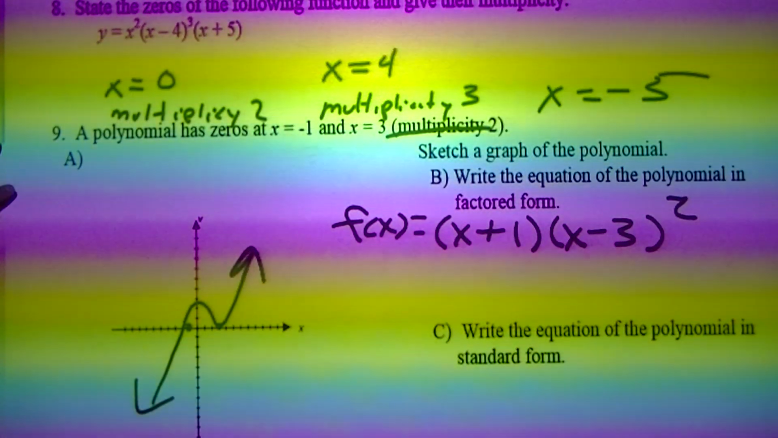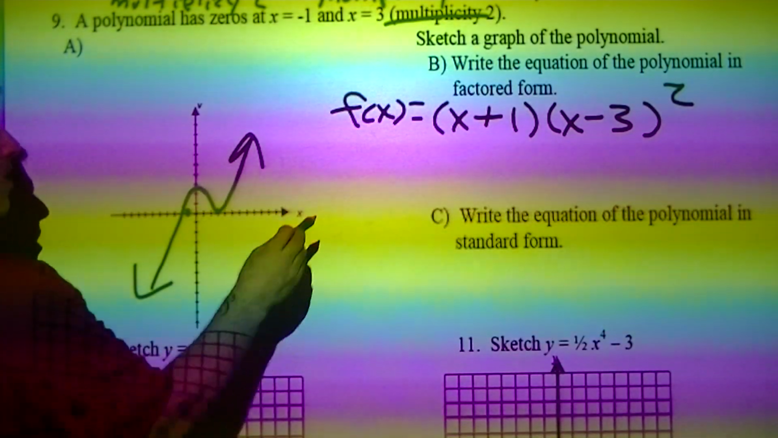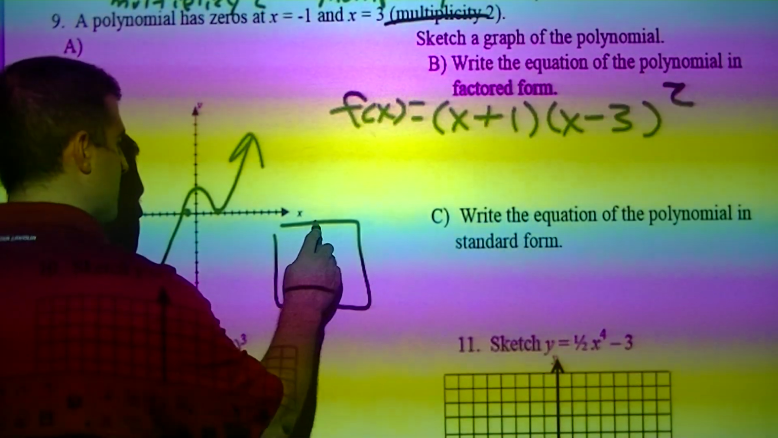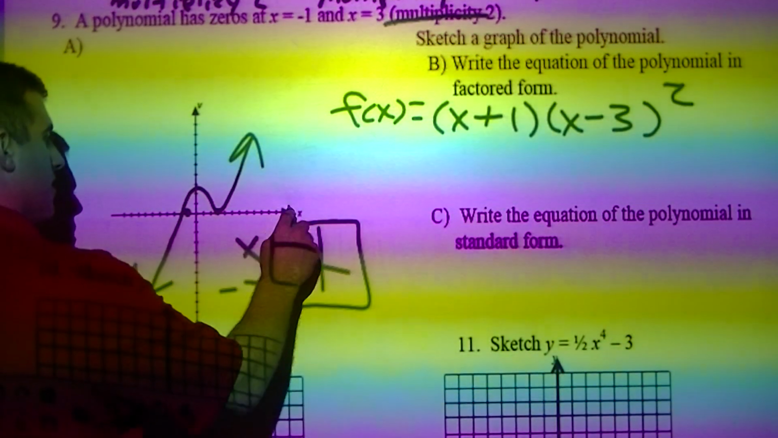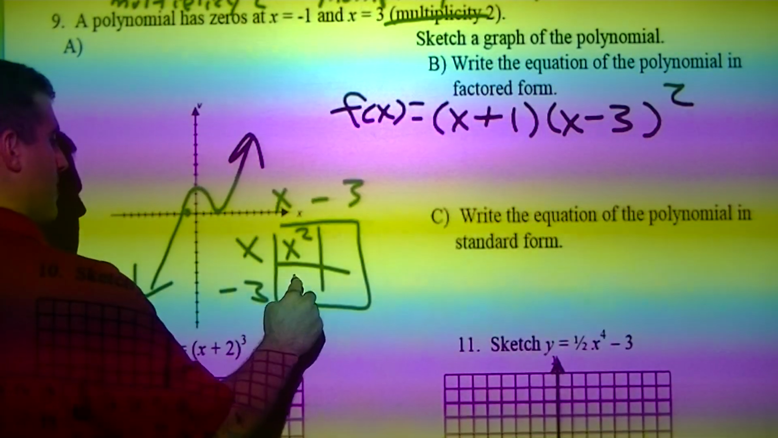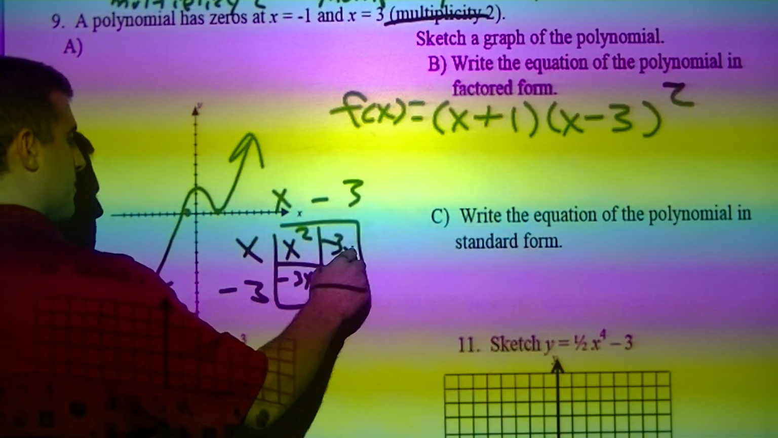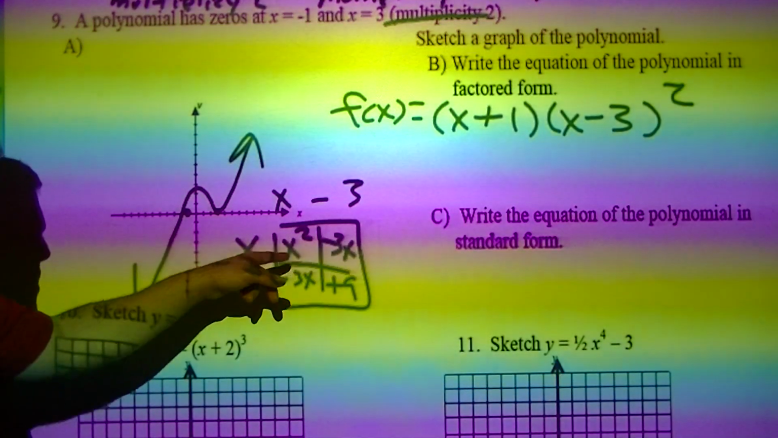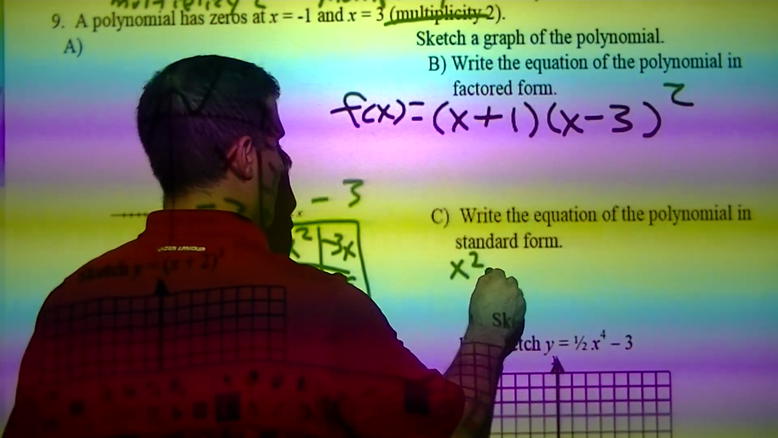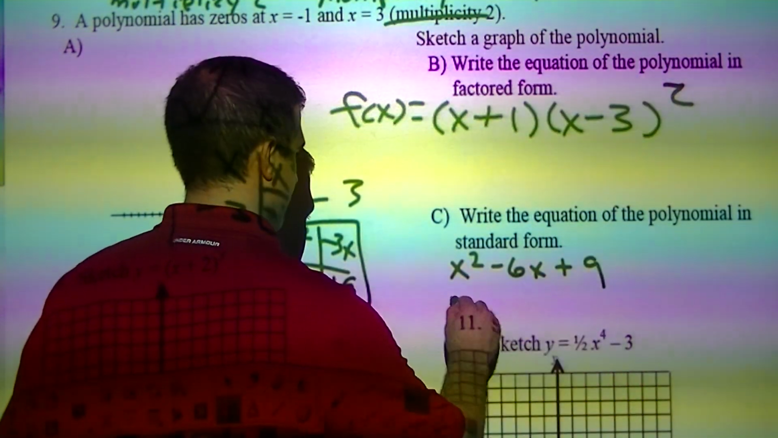Okay, to write the equation of the polynomial, what I'm going to do first is multiply x minus 3 and x minus 3. That's x squared minus 3x minus 3x plus 9, okay? So when I combine that, that's x squared minus 6x plus 9.